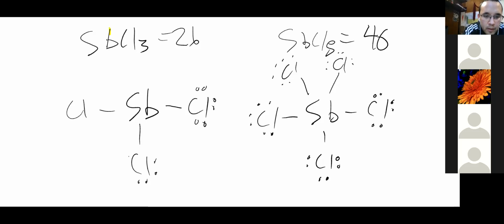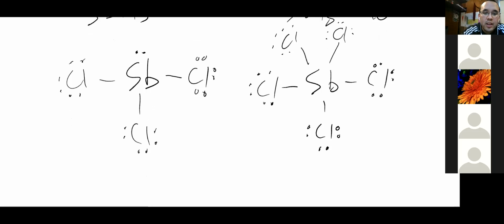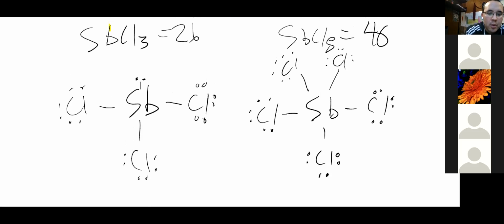The one on the left should have a lone pair on the central atom. All right, so we should get a lone pair on the central atom. Great. Okay. So for the antimony trichloride, what electron geometry is this one over here on the left going to have?